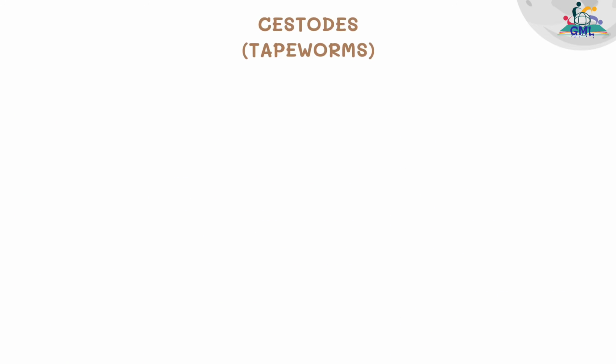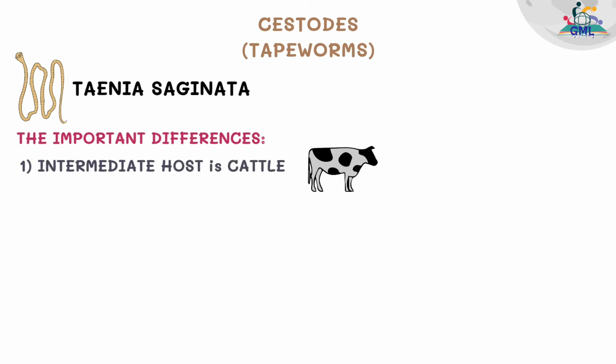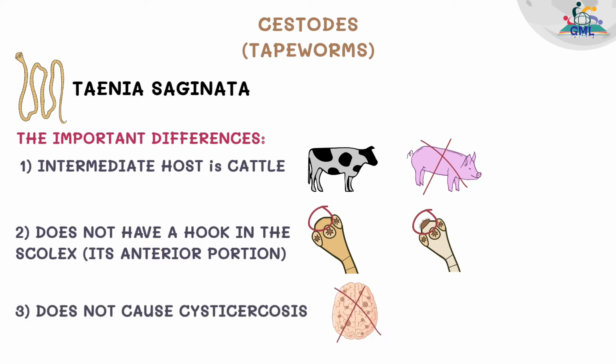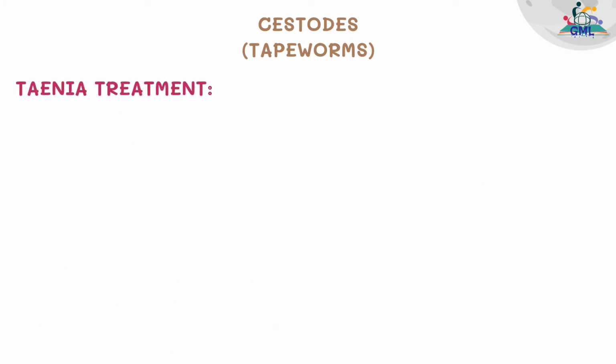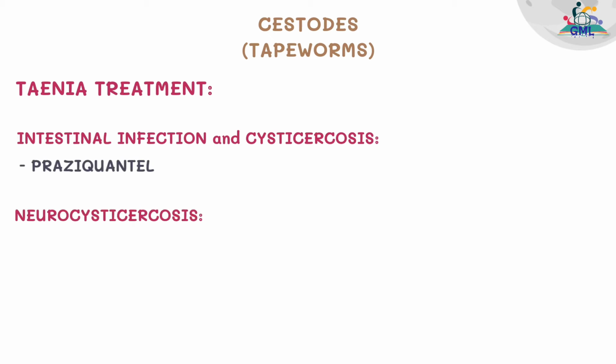Another Taenia we can talk about is Taenia saginata. The important differences between Taenia solium and Taenia saginata are that the intermediate host is cattle, unlike solium, which is swine. It does not have a hook in the scolex, which is the anterior portion of the worm, and unlike Taenia solium, Taenia saginata does not cause cysticercosis. For the treatment of intestinal disease and cysticercosis caused by Taenia solium, we use praziquantel, whereas for neurocysticercosis, we use albendazole.